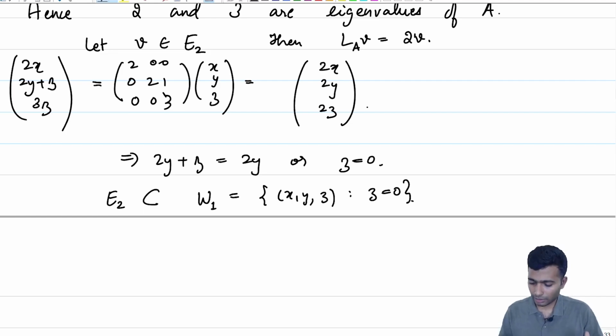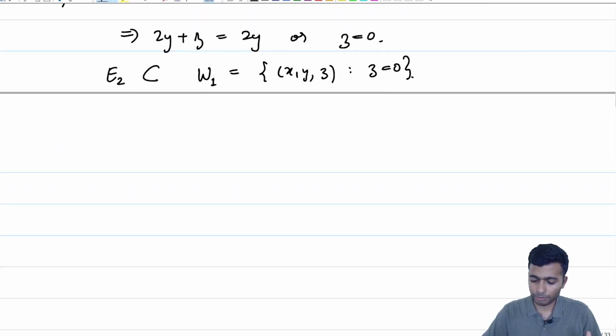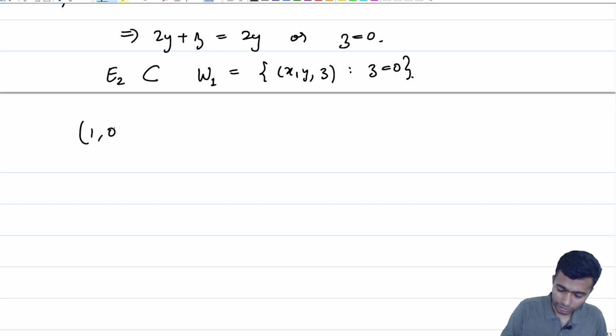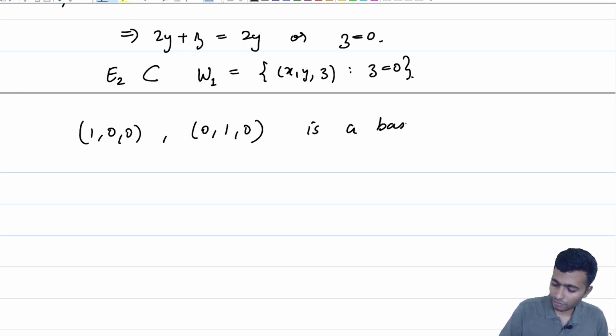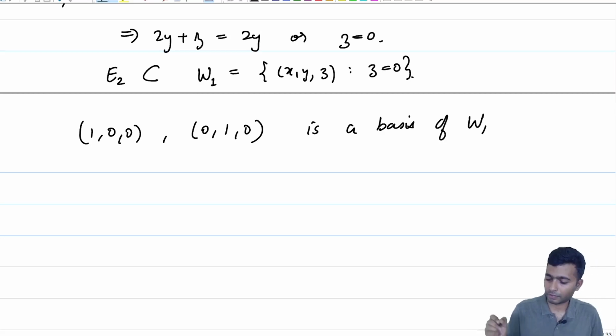So, let us take two vectors in W1. Let us take the simplest basis of W1 that we will be able to get. Let us look at (1, 0, 0) and (0, 1, 0). This is a basis of W1, and let us call this V1 and let us call this V2.